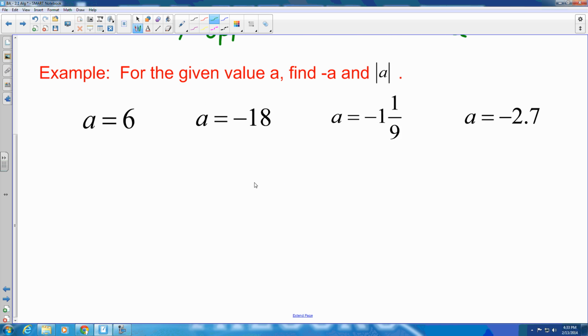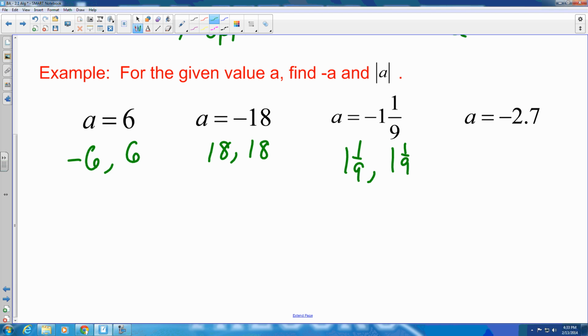So then for the rest of these examples here, for the given value A, I need to find the opposite value of A and the absolute value of A. So if I look at A equals 6, my opposite value is going to be negative 6, and my absolute value is going to be 6. Remember that the absolute value is always going to be positive. So for A is negative 18, the opposite of negative 18 is positive 18, and the absolute value of negative 18 is also 18. If I look at negative 1 and 1/9, the opposite is going to be 1 and 1/9. The absolute value of negative 1 and 1/9 is still a positive 1 and 1/9.